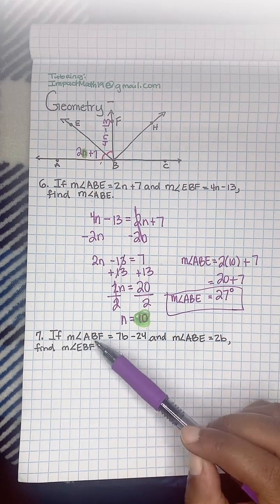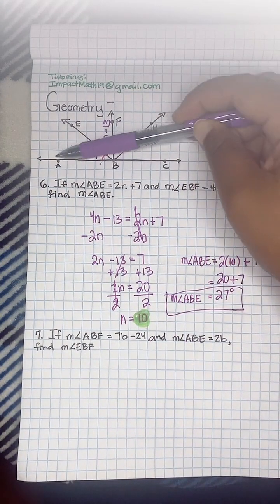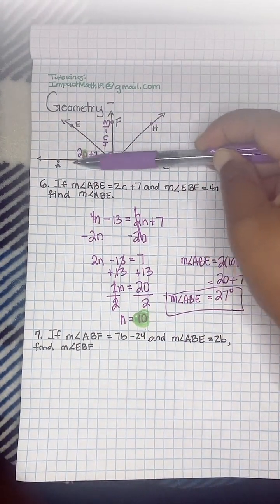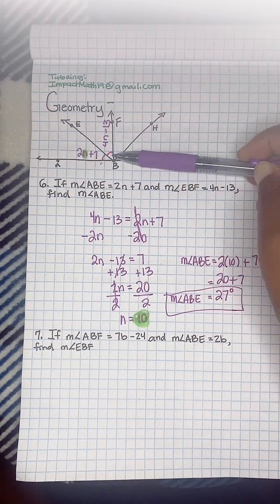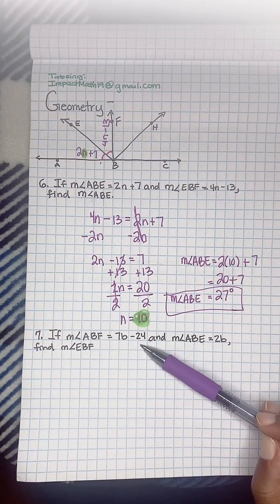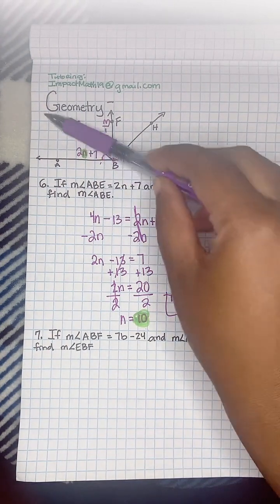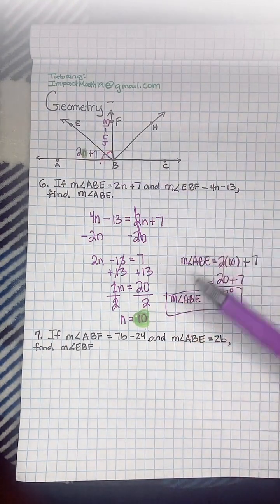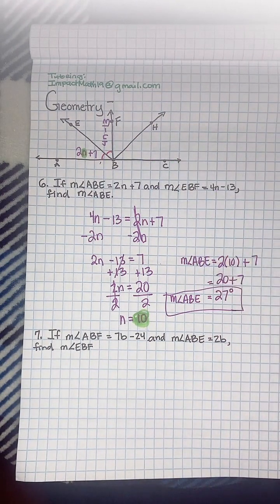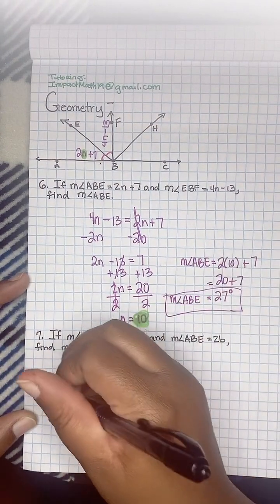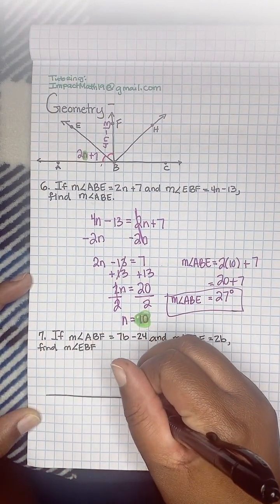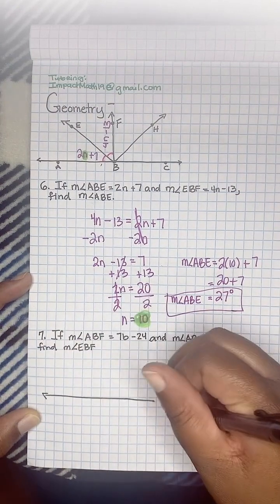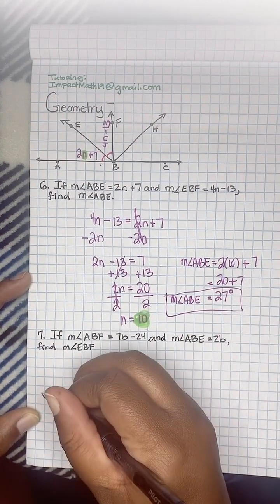If angle ABF, okay, so it's talking about this whole entire thing right here, is 7B minus 24, and ABE is 2B, find EBF. Okay, this is where it starts to get a little crazy, right? It's like, whoa, what are we talking about? So let's redraw this real quick, because I know some people are very visual. Like me, I learn visually. If it's too crowded, it's like, ugh, I ain't getting it.